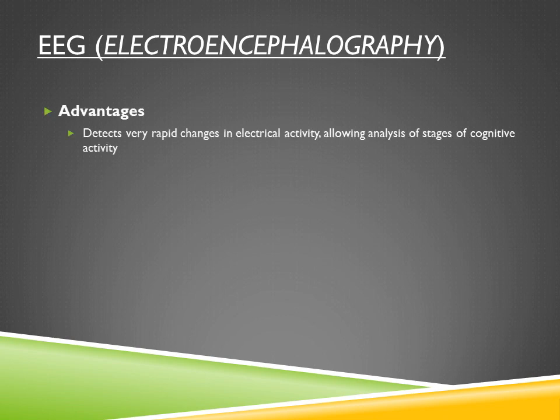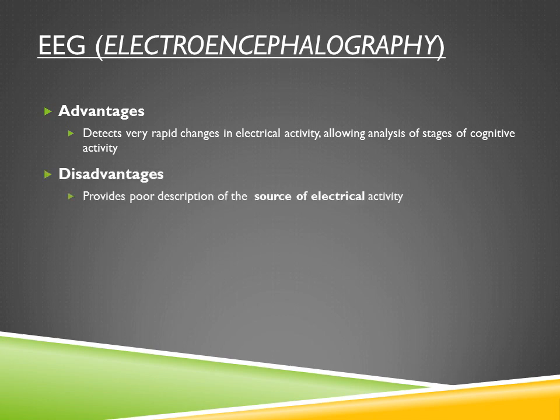The advantage of doing an EEG is it detects very rapid changes in electrical activity, allowing analysis of stages of cognitive activity. A disadvantage is it provides poor descriptions of the source of electricity. So where the electricity is actually coming from, kind of what I was talking about before. It doesn't show you exactly where it's coming from.